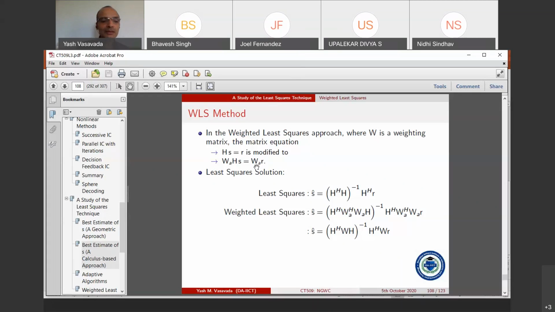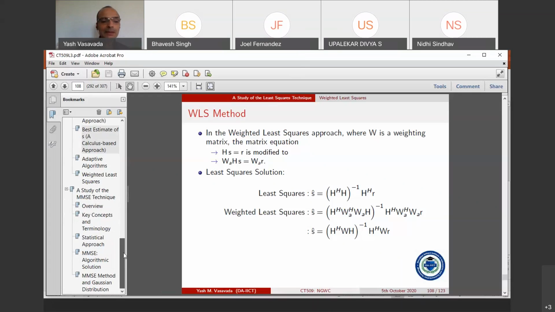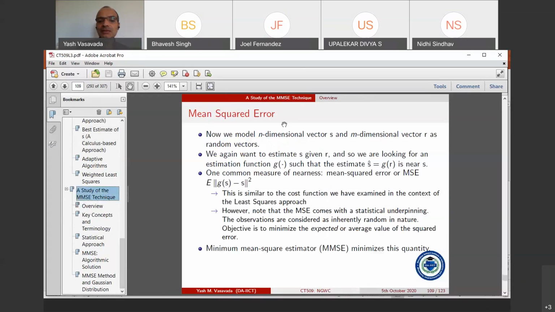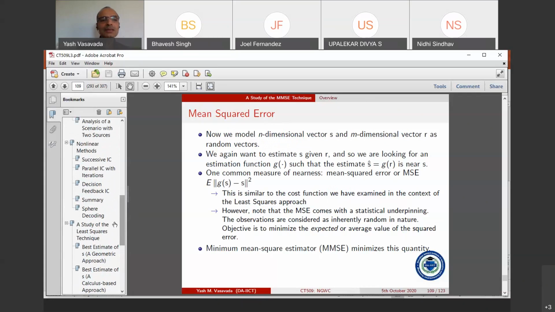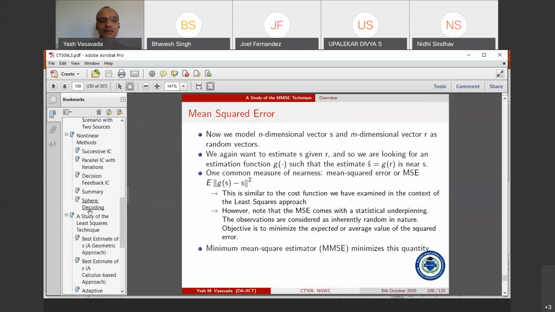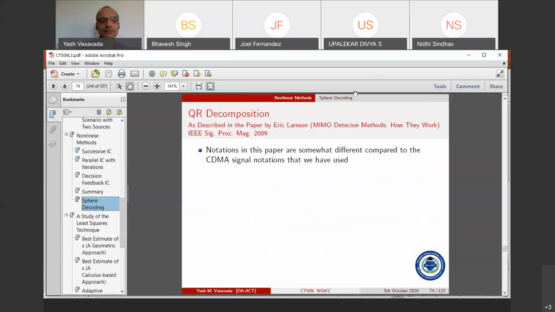So I think I will stop here for today. Next time when we meet, I want to go over the concept of the minimum mean squared error method. I hope I'll take no more than 15 to 20 minutes to cover the MMSE technique. That is my plan next time. And then I want to conclude this entire topic, remember we have been calling it generalized modulation and demodulation techniques, by looking at a technique called sphere decoding. So we will spend some time on understanding what this sphere decoding technique is.